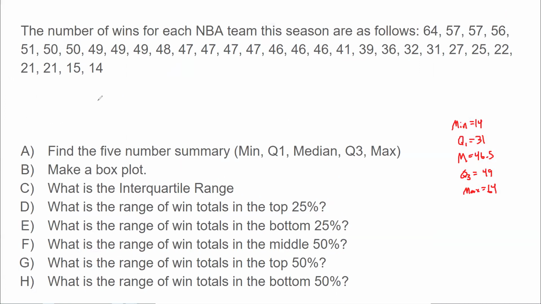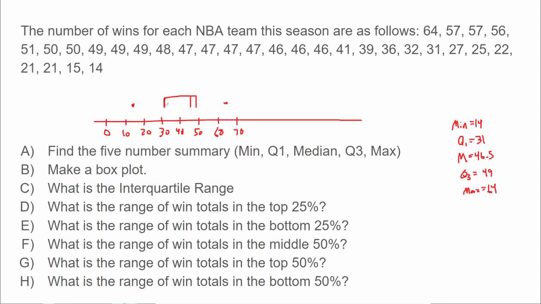All right, so let's make the box plot. We've got to probably go from like 10. So let's start at 0, 10, 20, 30, 40, 50, 60, and then 70. Okay, so the min is 14, so maybe right here. The max is 64, so maybe right here. 31 looks like it's about here for the first quartile. 46.5 is probably here. And then 49 is probably here.